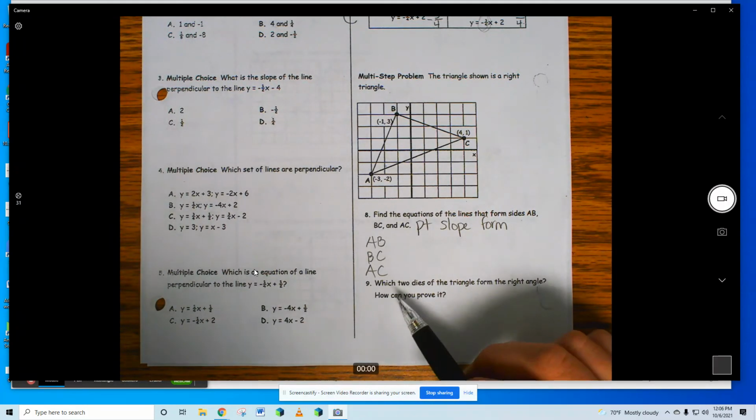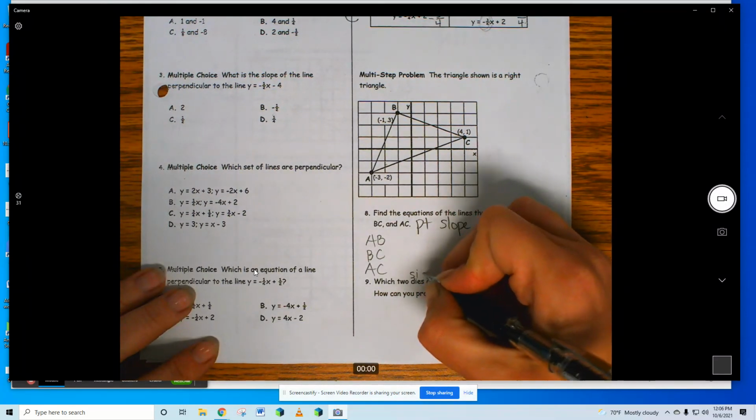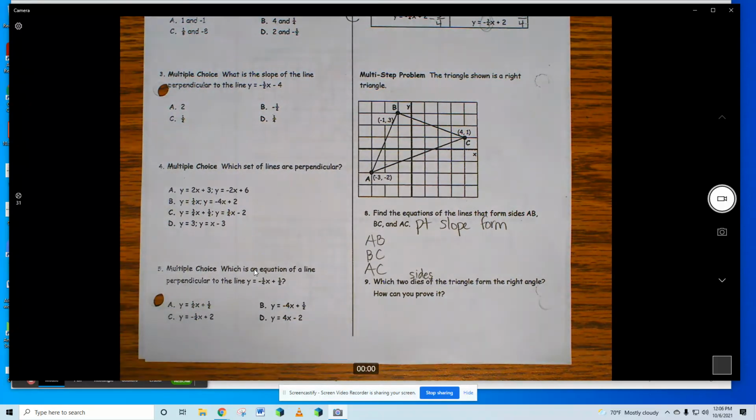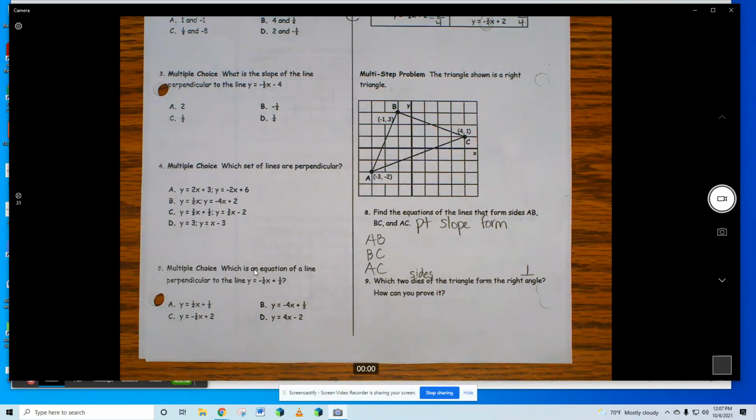And then number 9, there's a typo. Which two sides of the triangle form a right angle? Perpendicular. So there's that. Okay? And then number 1 is difficult. This is a challenging worksheet. You're welcome.